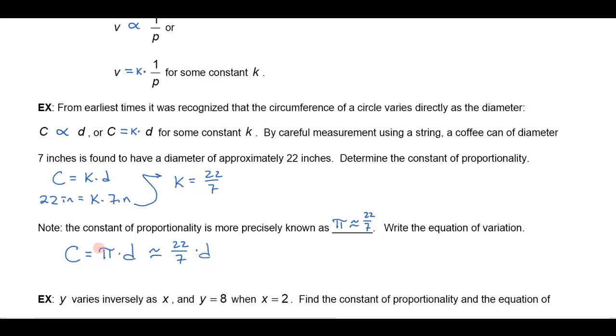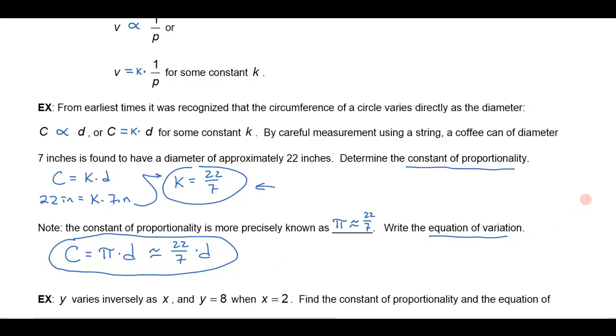So then, rather than having to use a string to figure out what the circumference is, it's much easier to use a ruler and just measure the diameter and then multiply it by 22/7, and then you'll get the circumference much more easily. And so now we have this relationship, and we would call this the equation of variation. All right, and then this up here, that would be the constant of proportionality.